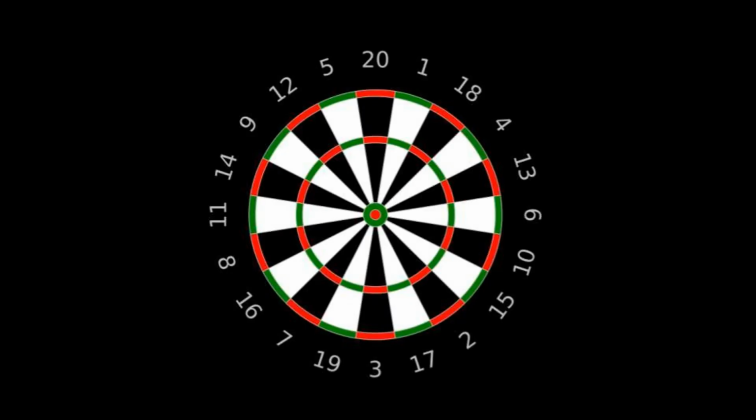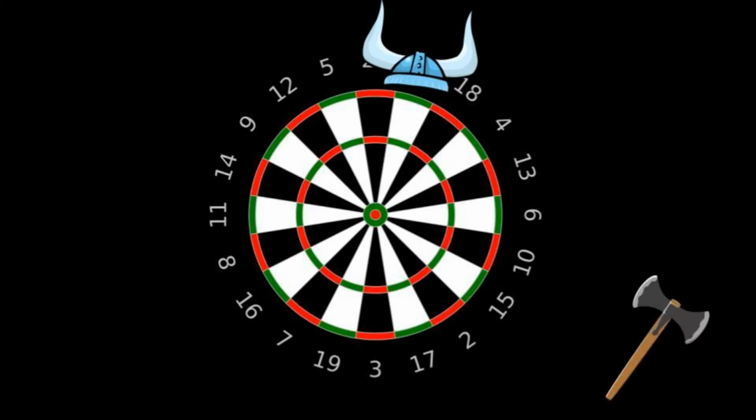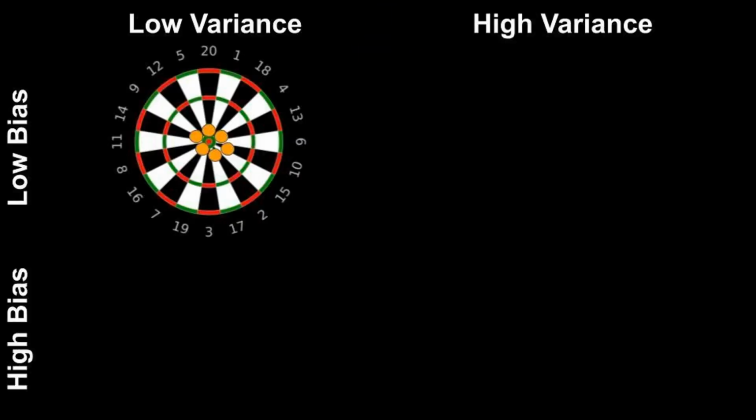For instance, let's talk about darts, but not the modern one, rather its Old Norse version. Imagine that we are Vikings. We just returned from a very stressful voyage and went straight to the local pub where we can relax, enjoy ourselves and play some pub games like throwing axes at this board. So the evening just began and our board looks like this. We have low bias and low variance.